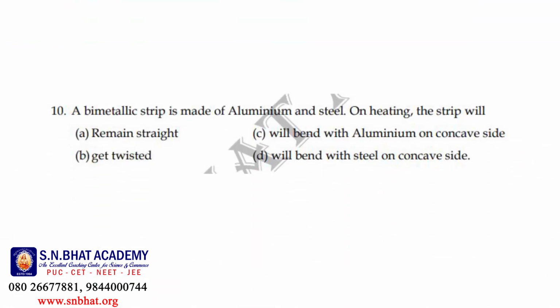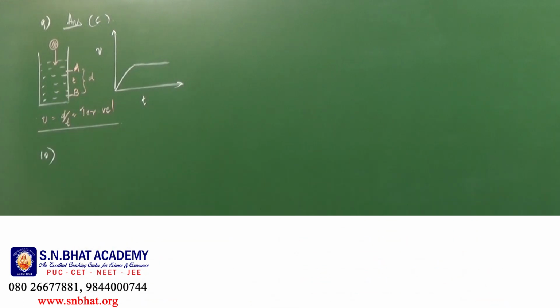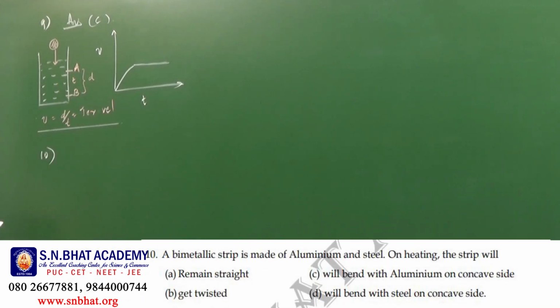Question number 10. The question is, a bimetallic strip is made up of aluminum and steel. On heating, the strip will remain... on heating the strip. Mark the answer D. So the answer for this question is D.